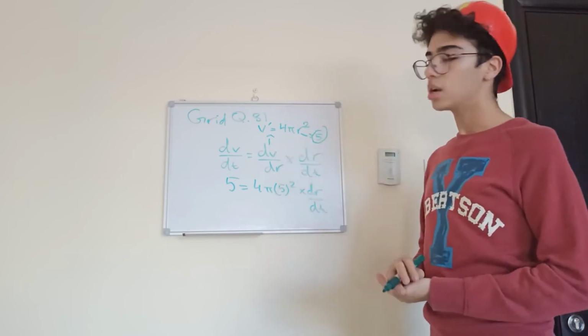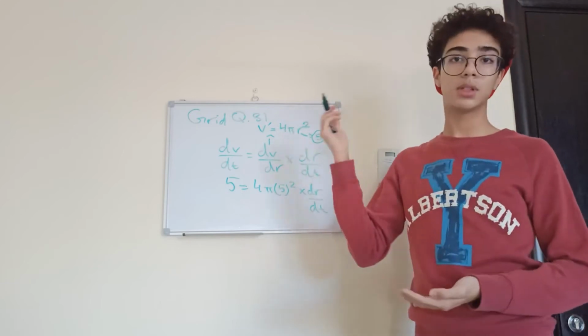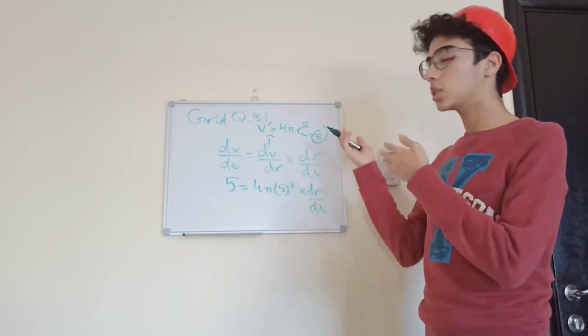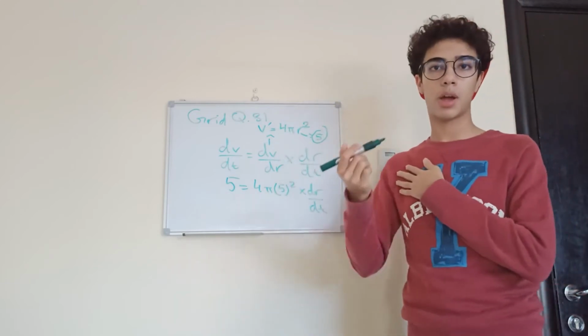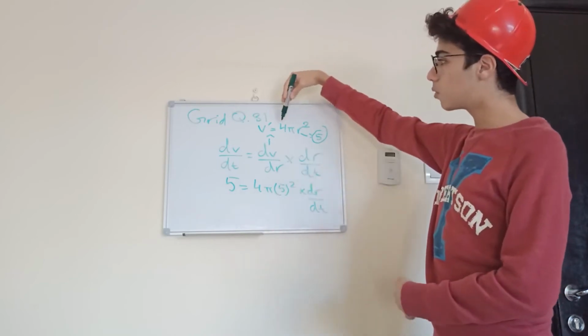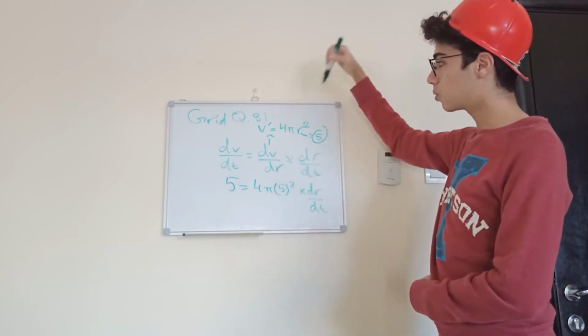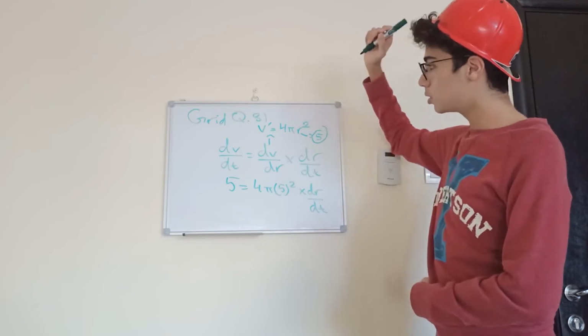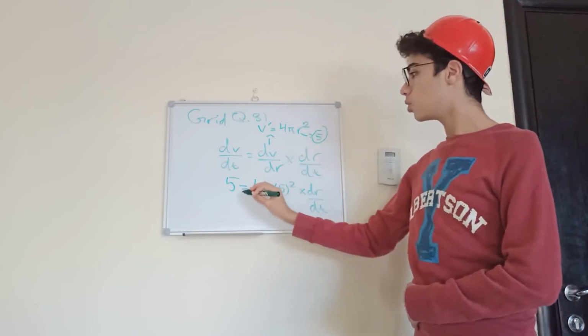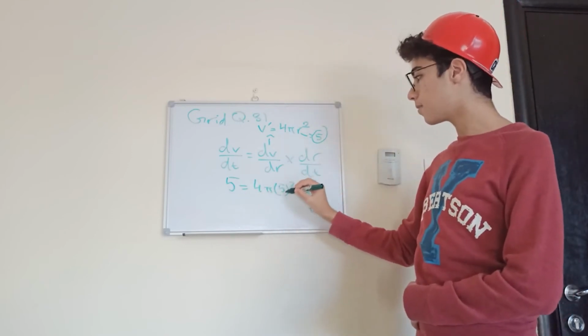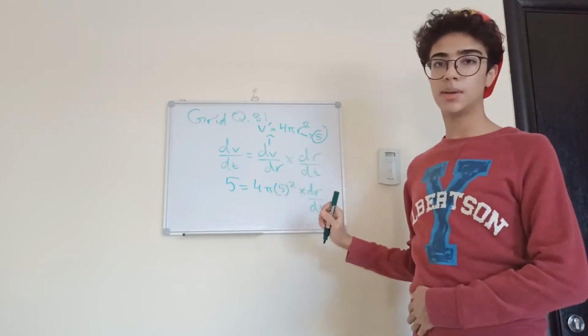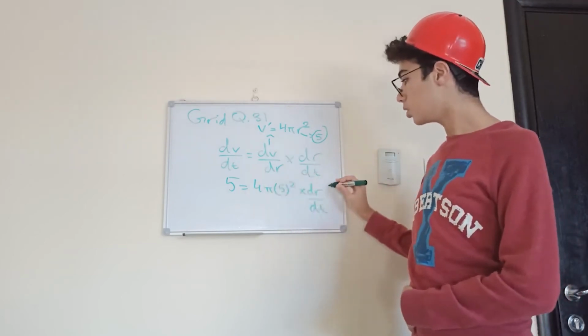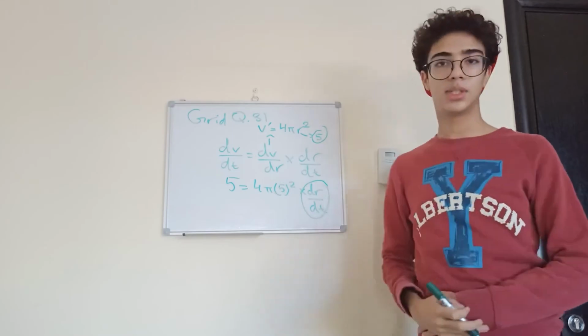dV over dr is basically the derivative of the volume. The volume in this case is a sphere, so it's 4 over 3 pi r cubed. So the derivative of 4 over 3 pi r cubed is 4 pi r squared. Now substitute 5 into 4 pi r squared. You'll get 5 is equal to 4 pi 5 squared times dr over dt. Then you simplify and you solve for dr over dt.